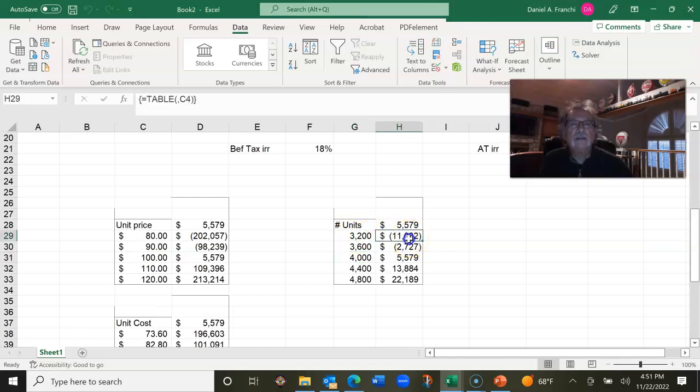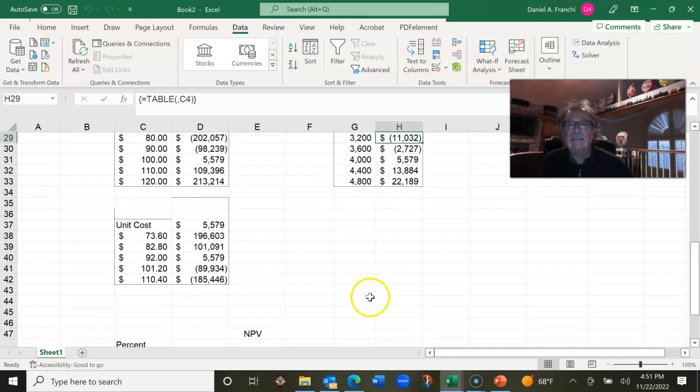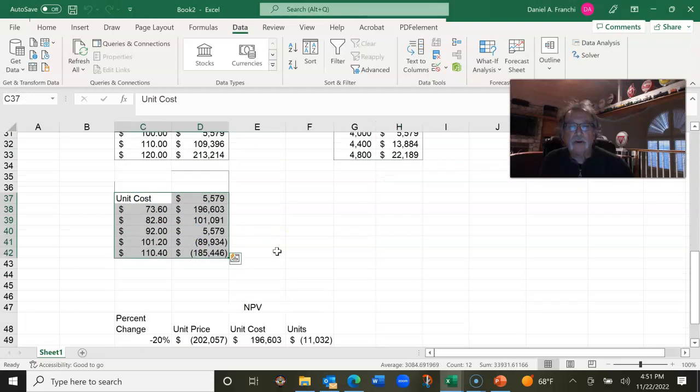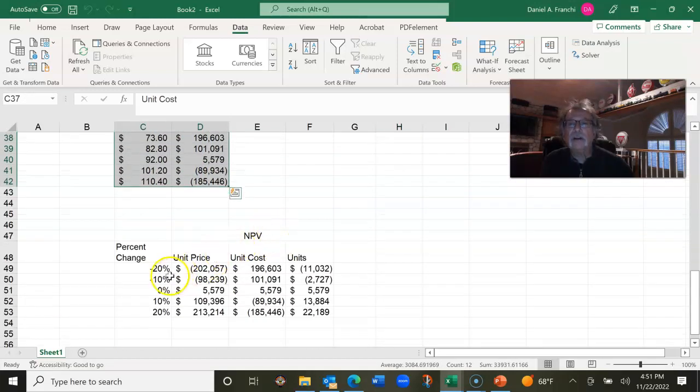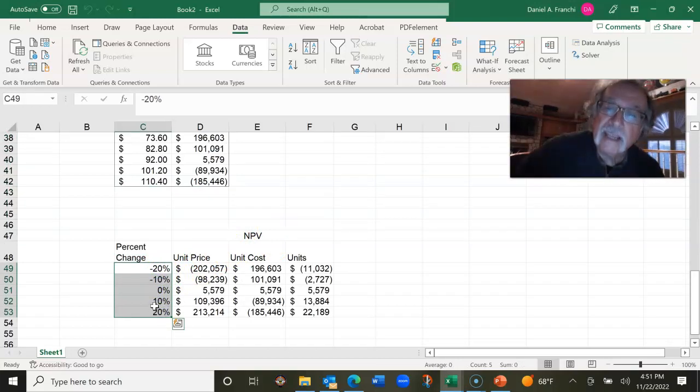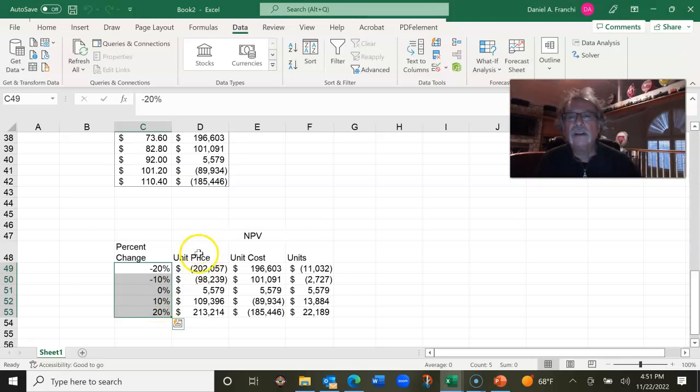And so if we have 3,200 units a year, we have a negative present value. 4,800 units a year, positive present value. And I've done it for the unit cost. This is what it looks like here. Now I've had to keep them separate, but this is what I've done here below. This is my percent change in the variable that we're testing. And what we're testing in column 1 is unit price. In column 2, unit cost. Column 3, number of units.